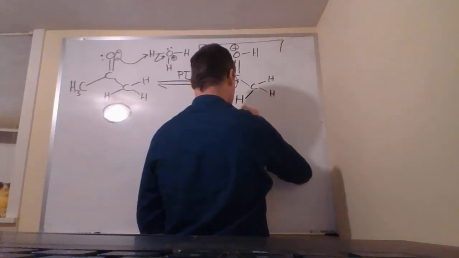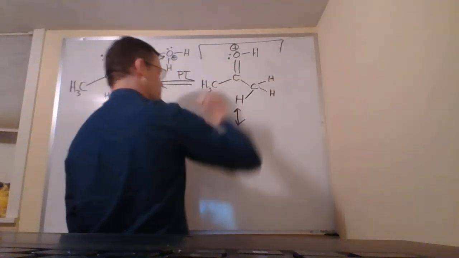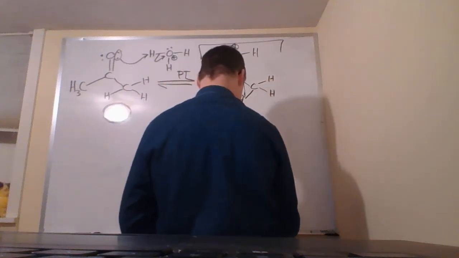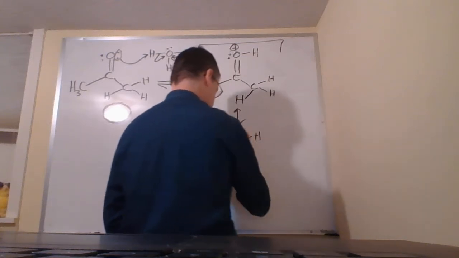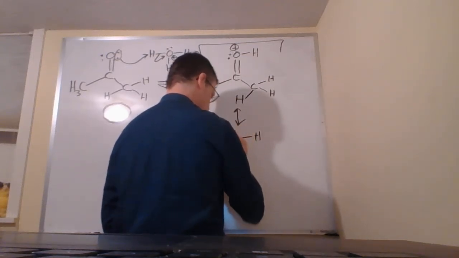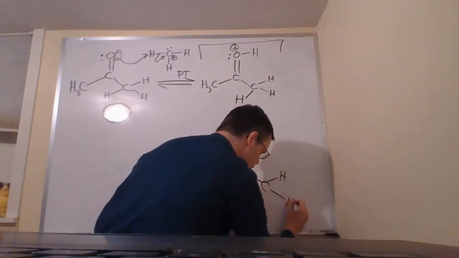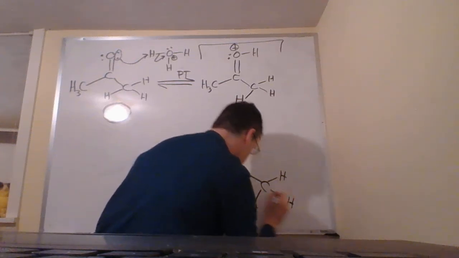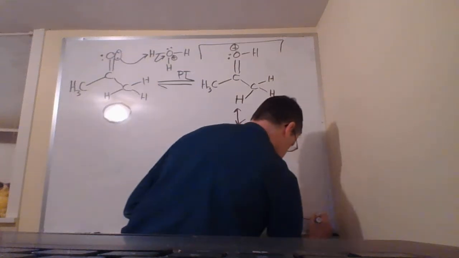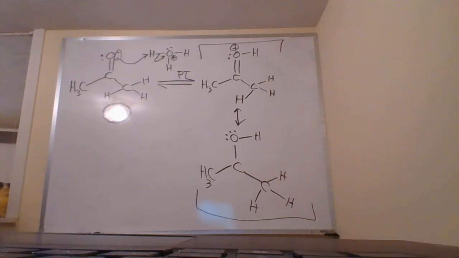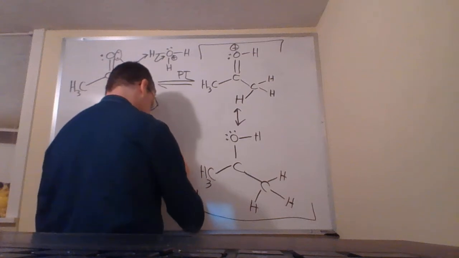All right, and we can draw a resonance form for this. We can delocalize that pair of pi electrons onto the oxygen. Okay, and we get that. And then our second step is going to be another proton transfer.